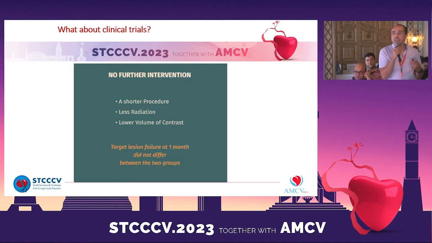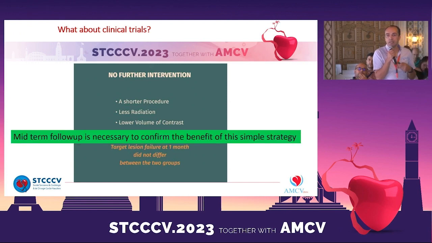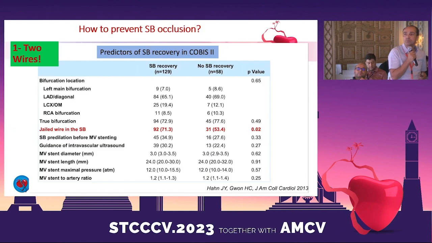The other advantages of the simple strategy without intervention of the side branch are a shorter procedure, less radiation, low volume of contrast, and the target lesion failure at 1 month did not differ between the two groups. But as you see, midterm follow-up is necessary to confirm the benefit of the simple strategy.